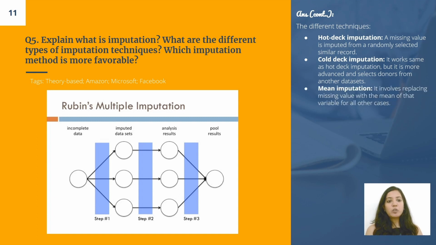Mean imputation. So mean imputation is basically what we do over here is we take the different values present in the data set and take the average of it and then try to fill in the missing value. So mean over here is nothing but average.